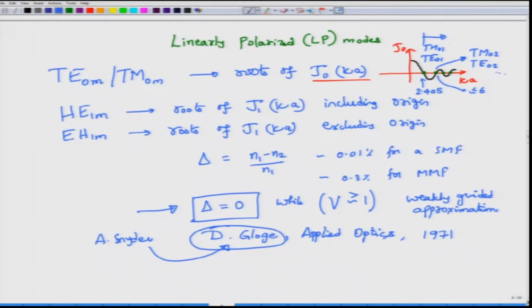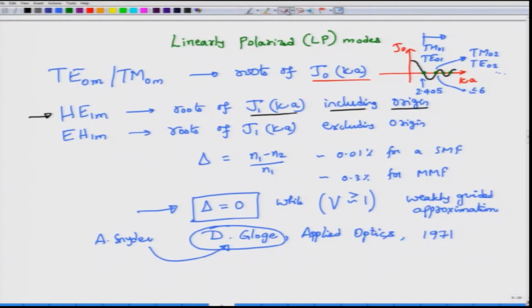It turns out that there is another mode called the hybrid electric mode, the HE mode, with an order nu equal to 1, right. So, these HE modes are the roots of the Bessel function of the first order. So, they are the roots of J1, and in this case you have to include the origin as well. Okay. How would this look?